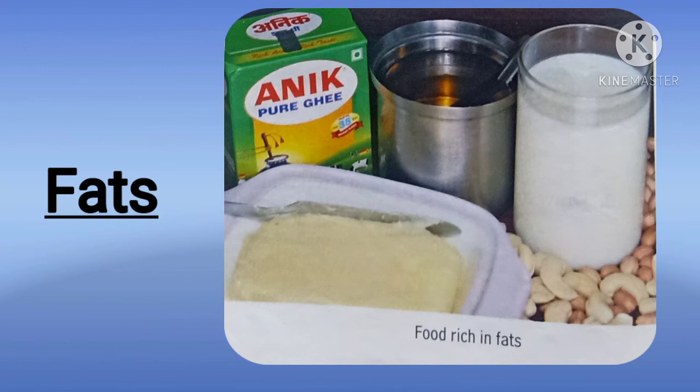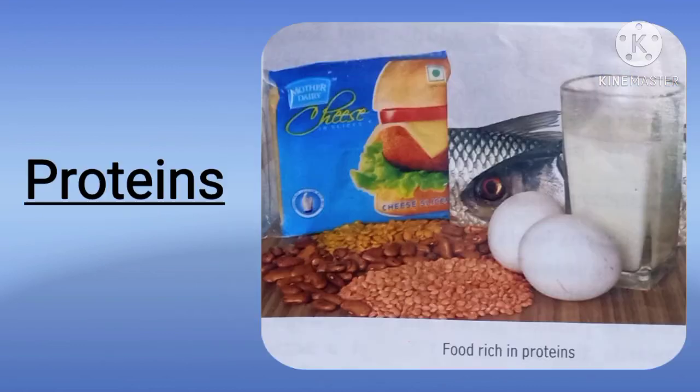So what do you understand by insulation? Insulation is a protection process, protection from the cold. Now oil, milk, butter, ghee, nuts and meat are all examples of fat.